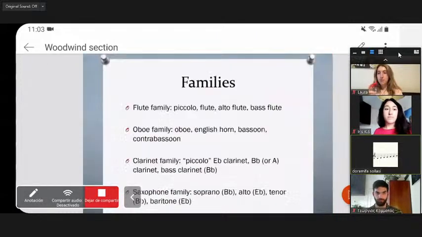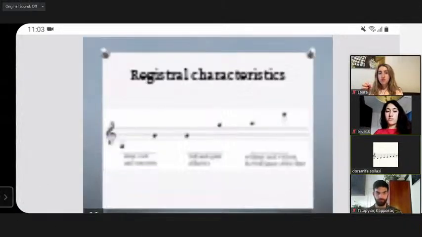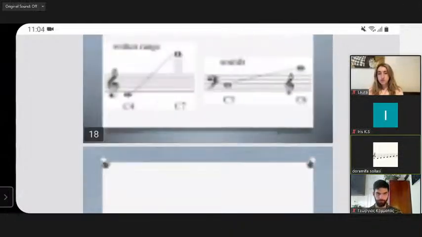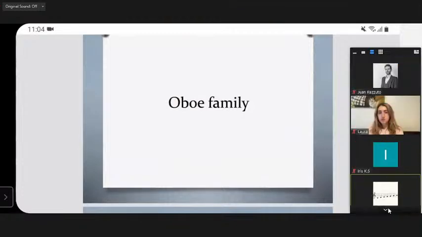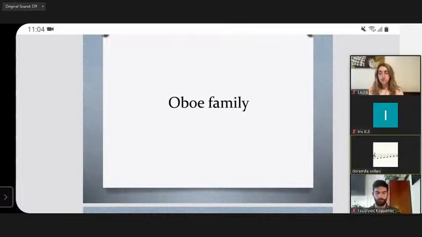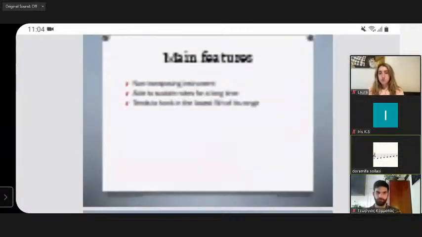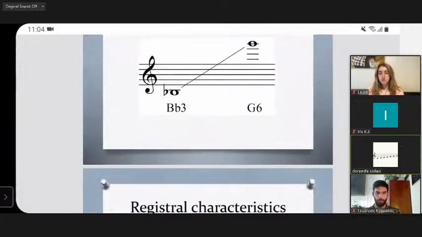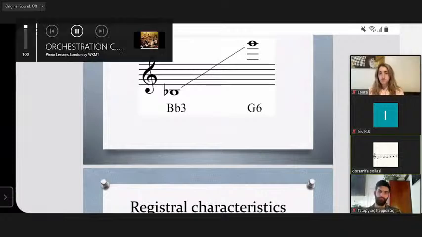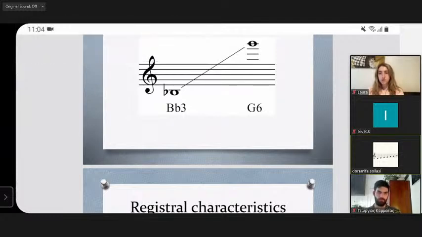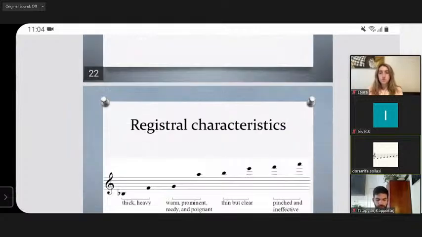Well, just to recap a little bit what we saw the last class, we were saying that in the woodwinds section we have the flutes, the oboes, the clarinets, the bassoons, and the saxophones. Those are the principal instruments, the standard instruments. And then we have what we call auxiliary instruments. For example, in the flute family, the piccolo is an auxiliary instrument, or the alto flute. In the oboe family, the English horn is an auxiliary instrument. So auxiliary instruments are the ones that are not the most common, the standard, let's say.